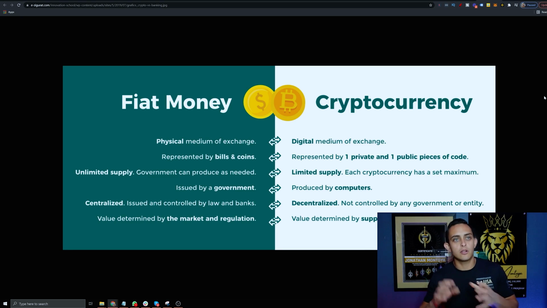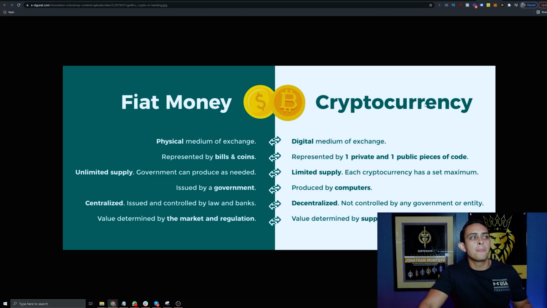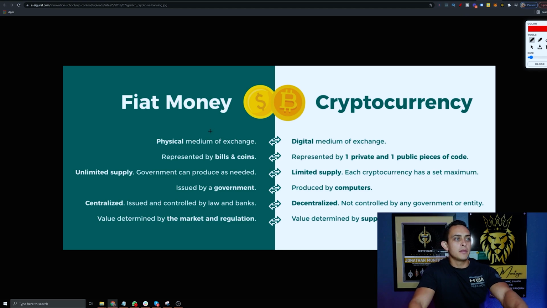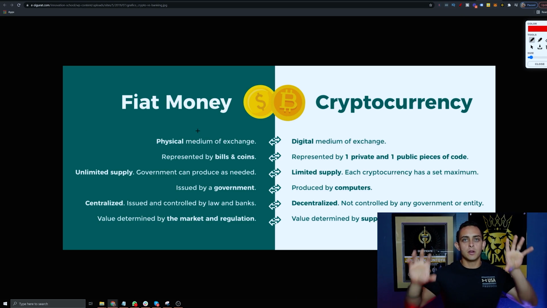Now, guys, here's a graph that I pulled up, and I want to show you the difference between cryptocurrency and fiat money, or the US dollar, or whatever country you're from. That's the difference between crypto and just regular money. Okay, obviously there's a physical medium of exchange, and a cryptocurrency is a digital asset. Okay, it's a digital currency. All right, that's obviously one of the main reasons.